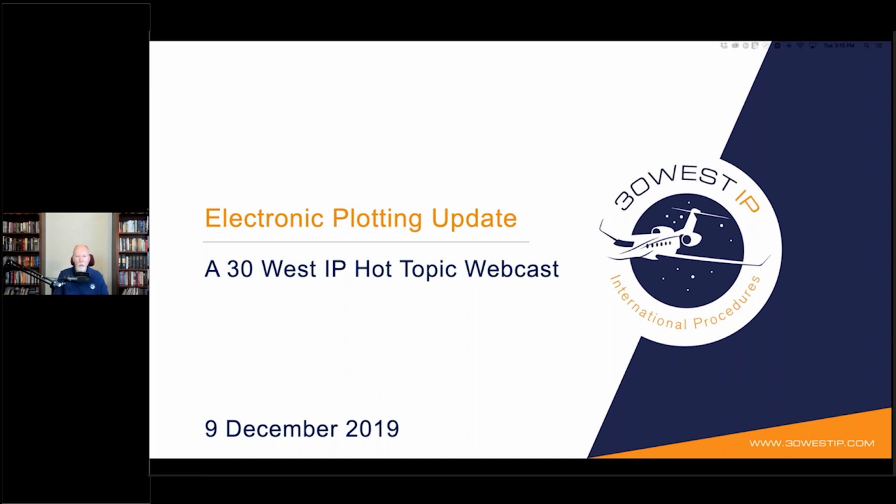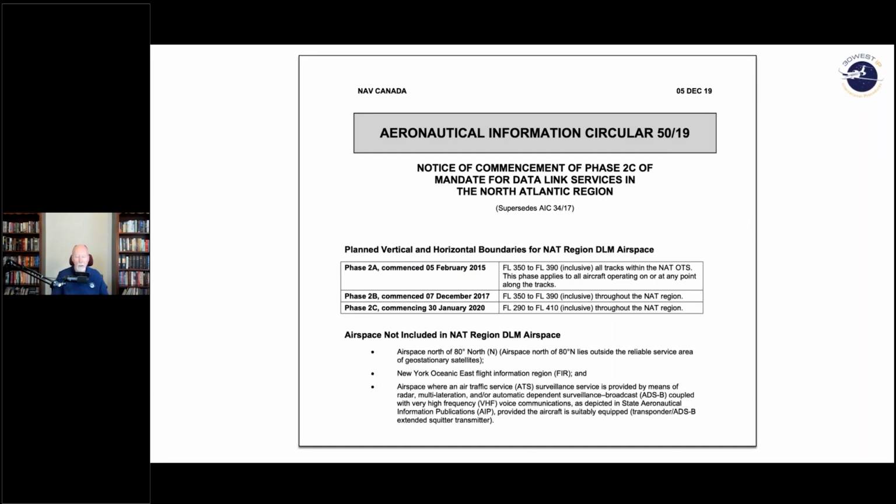Now, there's a couple of things that we want to review before we take off on electronic plotting because they've come up and they need to be addressed. One of them is an AIC, a supplement to the AIP for Canada, that talks about the expansion of the data link mandate that will go into effect on 30 January 2020. So we have a copy of that here, what you're looking at.